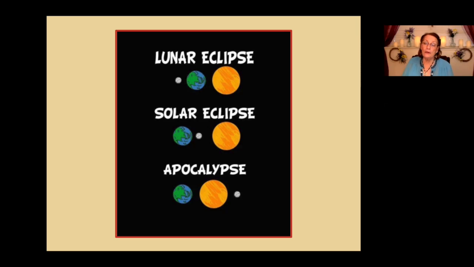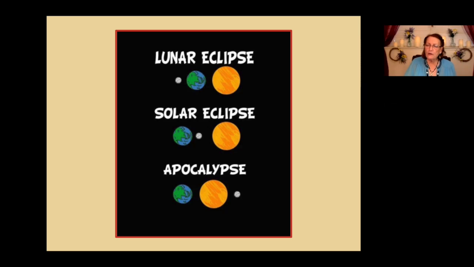Now, a solar eclipse is when the moon passes between the sun and the Earth, and the shadow of the moon appears not all over that side of the Earth, but in a smaller area than a lunar eclipse. But the shadow of the moon will fall upon the Earth, and that is an eclipse of the sun, as the moon blocks our view of the sun.